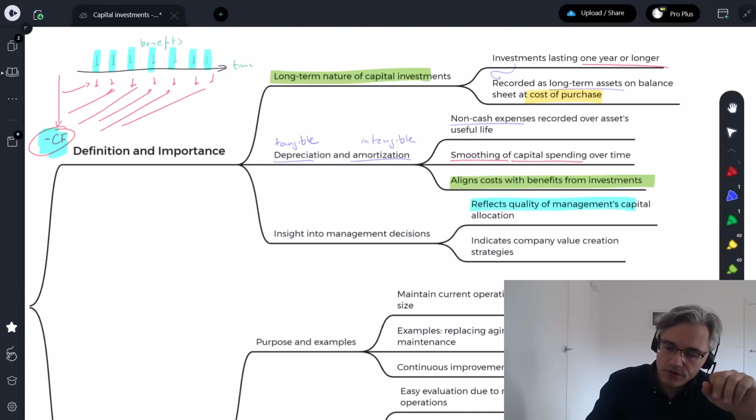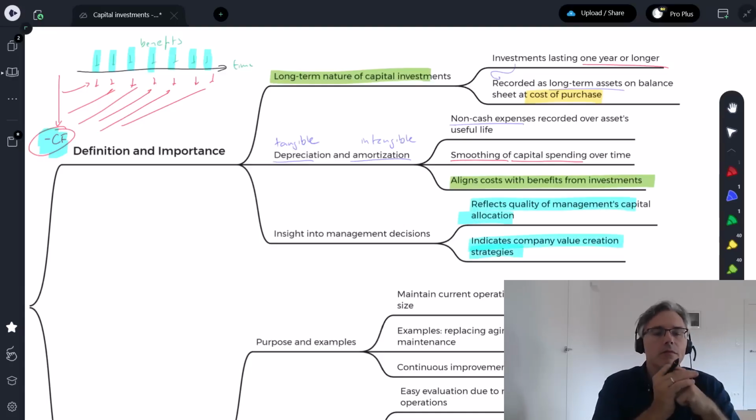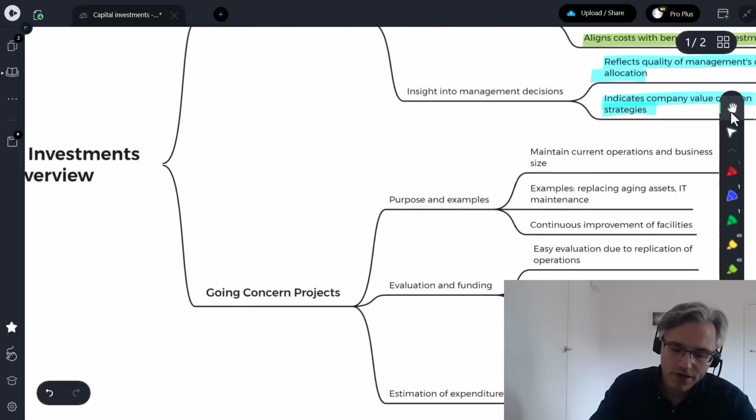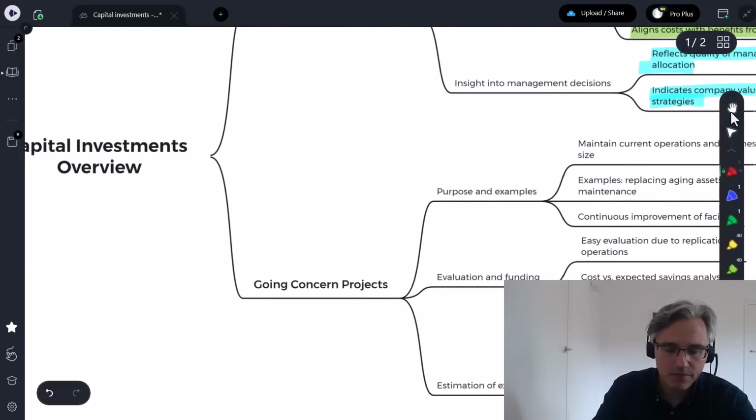These are the 2 points over here, which I think are quite important, which I picked up from the curriculum. And of course, as I mentioned before, capital investments are not just about tangible assets, so things like property, plant, and equipment, but in today's day and age, they're increasingly focused on intangible assets. For example, increasing the digital capabilities of a company. So intangible assets, indeed.